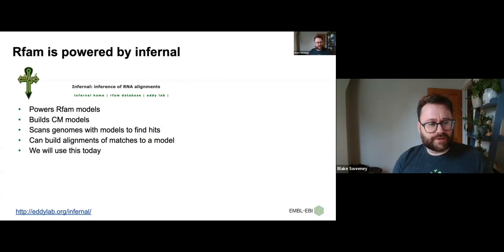One thing that is very important to know about Rfam is we're heavily powered by this software called Infernal. When I said we build a covariance model, and then that's used to annotate genomes, Infernal is what does that. There's a set of programs that does it. It can also be used to build an alignment of hits of a particular family to a genome. And we're going to show you briefly how to use Infernal later today.